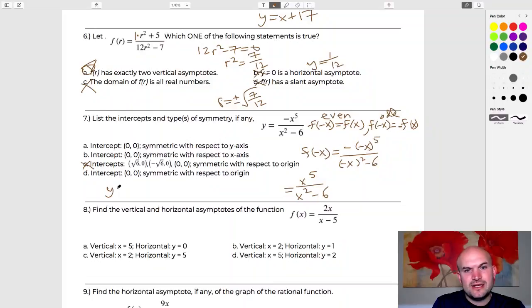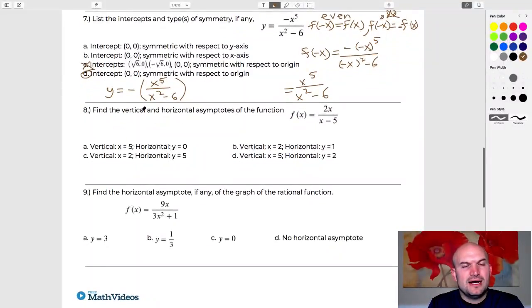I looked at this and I said, all right, well, what would happen if I pulled the negative out in front? If I pulled the negative out in front, then I'd be left with a positive x to the 5th over x squared minus 6. And what you can see is that's the same as what I have here. So you can see this is the opposite of that function. So therefore, you can see that my answer is going to be with respect to the origin, which is going to be odd.